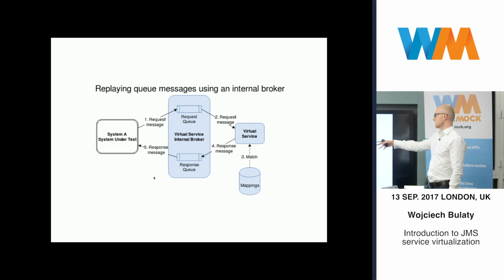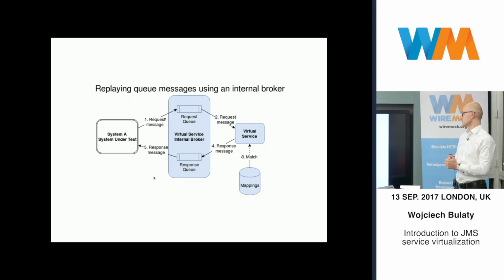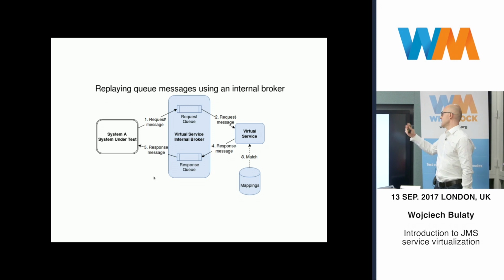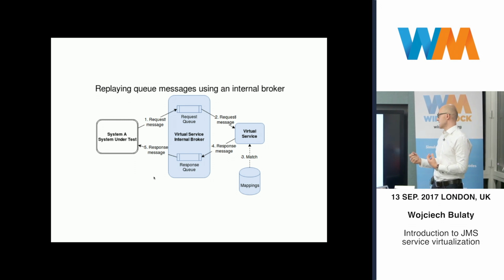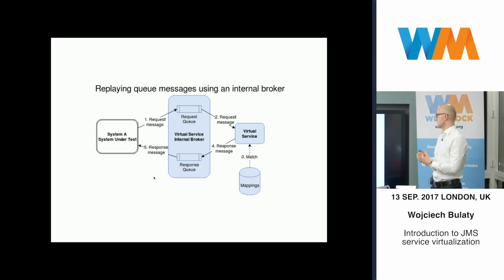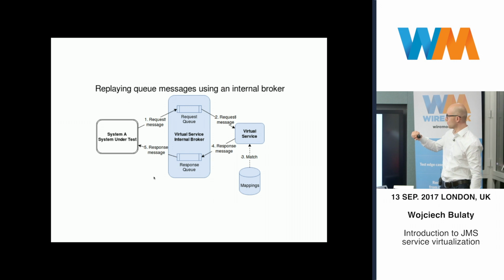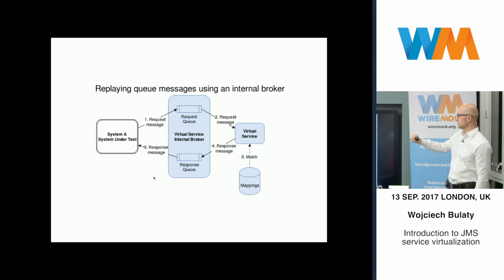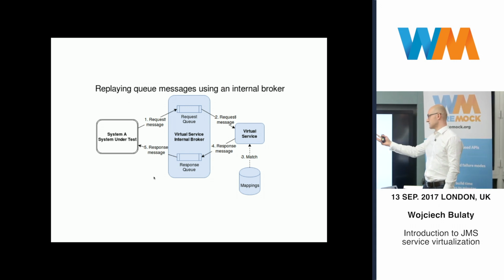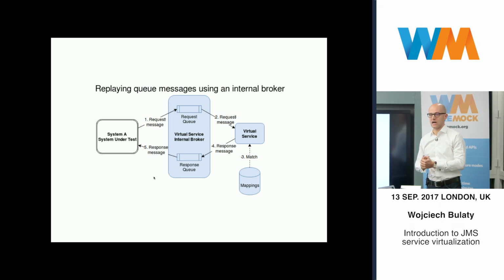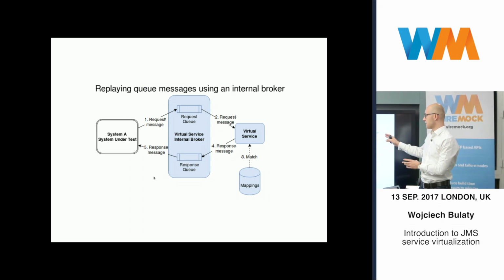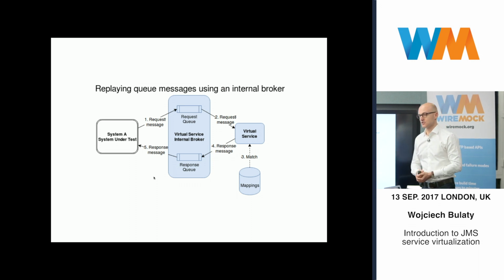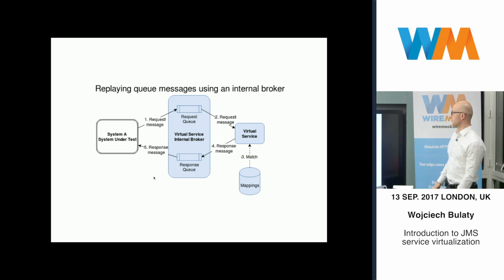So system A sends a request message to the virtual service broker, to the request queue. Virtual service consumes it, looks at the mappings and matches it against something. It finds a match and creates a response message, that's arrow number 4, sends it to the response queue, and then the system under test consumes that, arrow number 5. So in this way, we are able to test our system A, the system under test, in isolation in this hypothetical example.